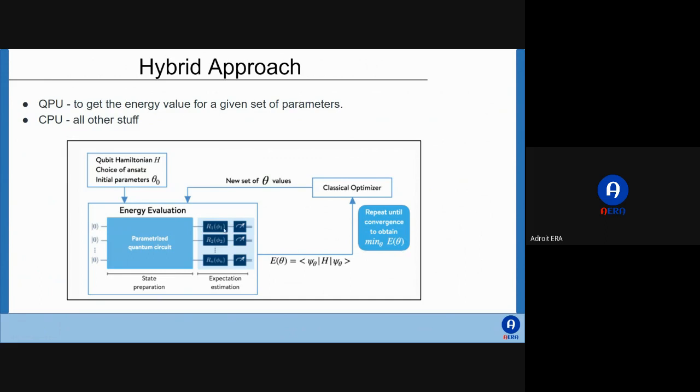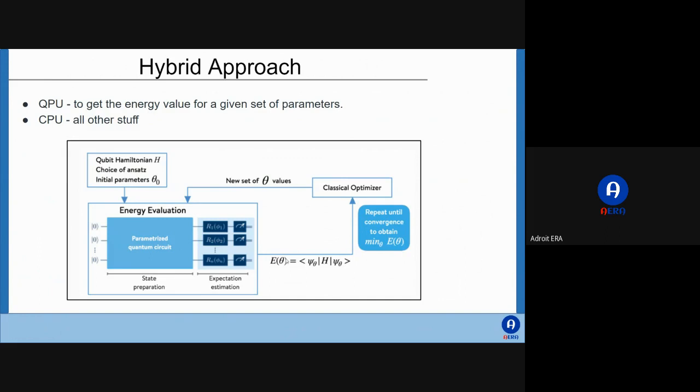So this is the QPU. This is the parameterized quantum circuit, and then you measure it and get the output. You send this output to the classical optimizer, and then you check whether E theta is equal to E naught, where E naught is the ground state energy. If E theta is equal to E naught, then we are done. We found our answer.